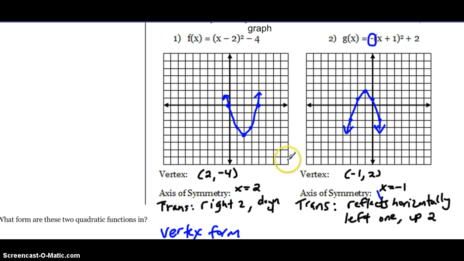Make sure you draw your axis of symmetry through on both graphs. Remember, it folds the graph in half, and our points can reflect on that. Okay, so you should have your vertex is (-1, 2), and the axis of symmetry is x equals -1. These two quadratic functions are in vertex form.